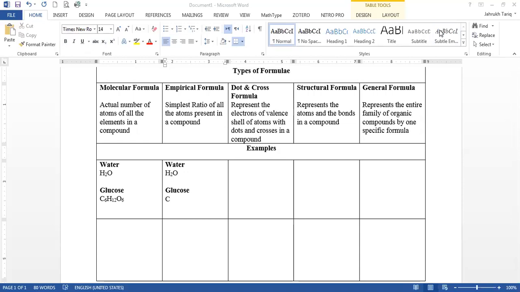Tanisha, what do you think the empirical formula of glucose would be? Only Tanisha is going to answer that question, so the rest of you, please stay quiet. Tanisha, why don't you write it in chat? You don't have superscripts or subscripts in chat, so keep it simple.